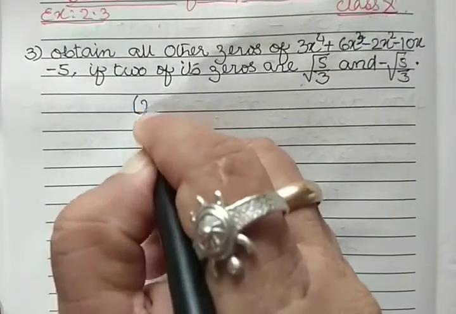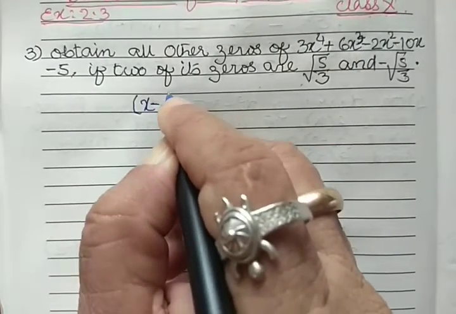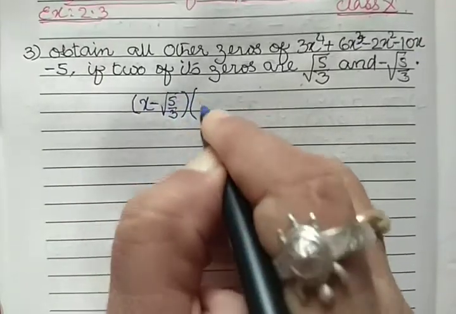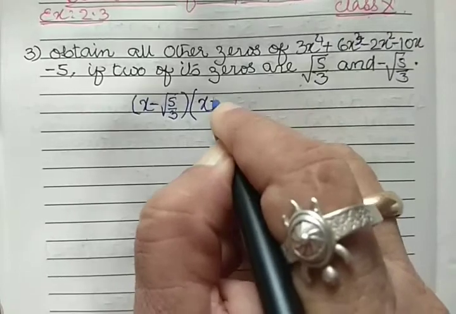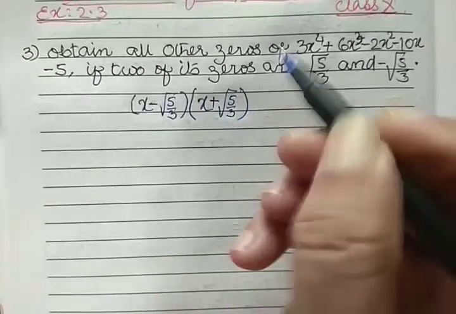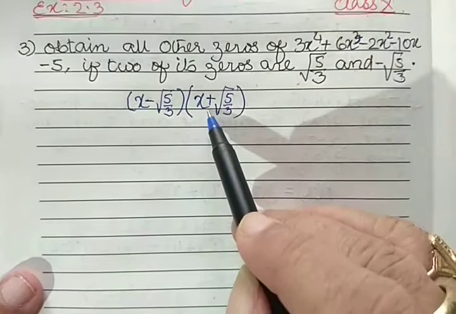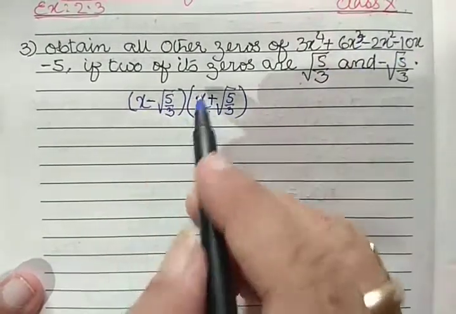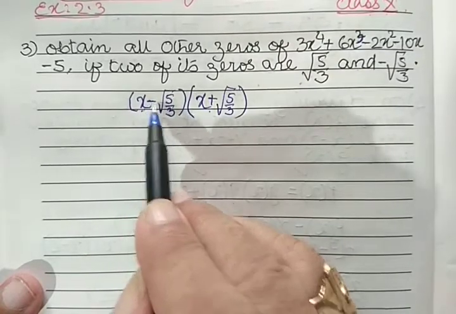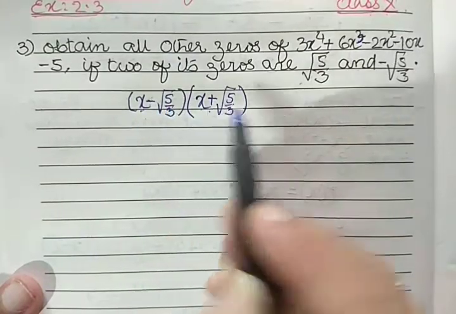So if these two are roots, then what happens? x minus whole root 5 by 3 and x plus whole root 5 by 3 is a factor of the given polynomial. So let us multiply this. This is in the form of a minus b into a plus b.